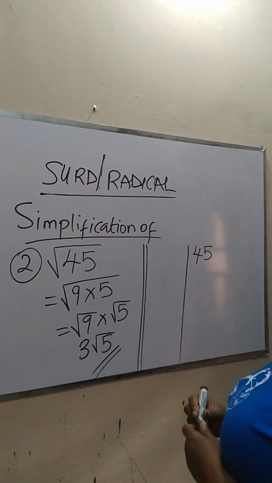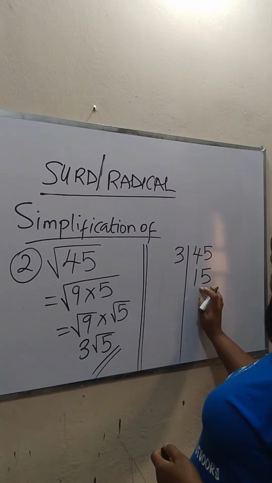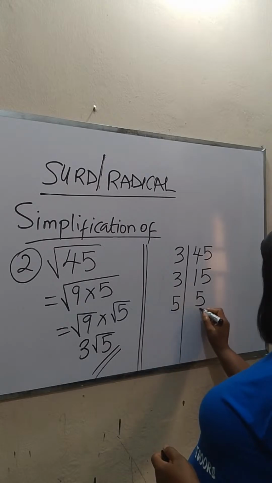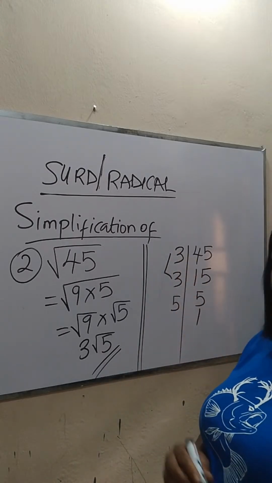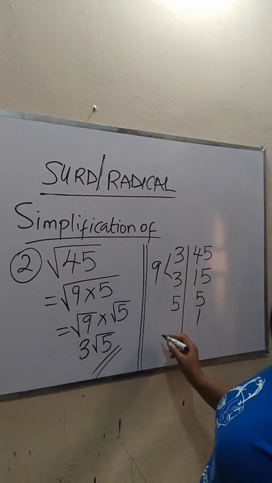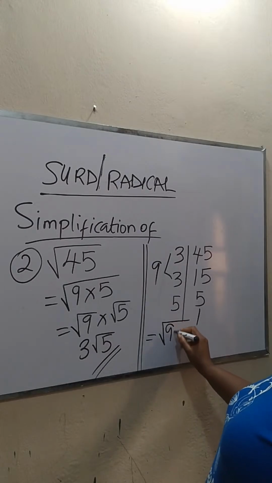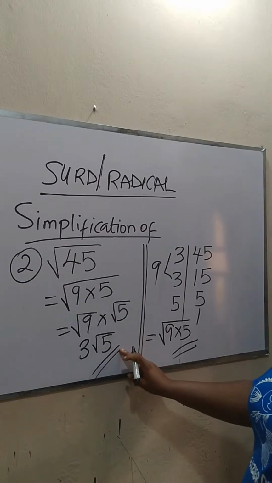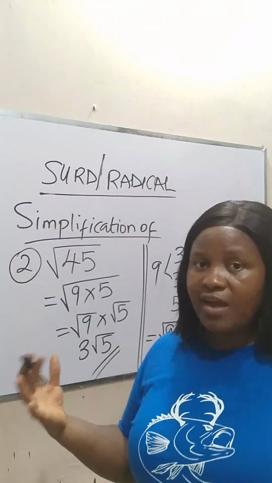3 can divide it. So if 3 divides 45, we have 15. Now, 3 can divide again, we have 5. Now, 5 will divide, we have 1. So we have paired 3 into 2 places. We paired it, and 3 times 3 is 9. And that is still square root of 9 times 5. All right, that is exactly what we have here. So if you solve it from here, you arrive at the same answer. You see that it's very easy. It is very, very easy.